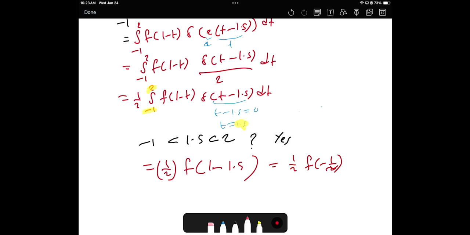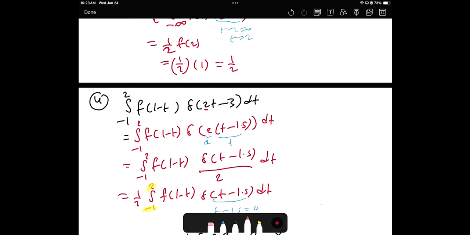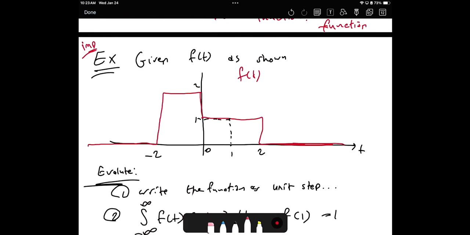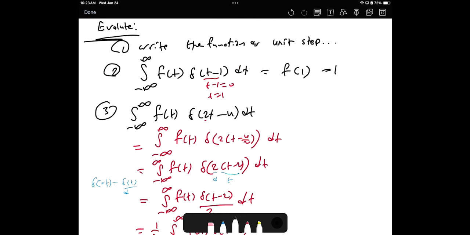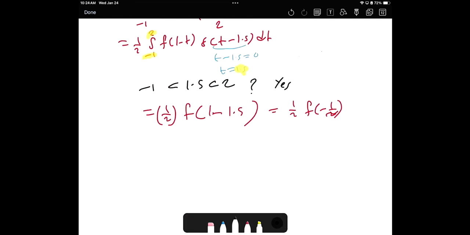Then what's f of -1/2? Go to here, so 1/2, -1/2, almost located here. So it will be 2. So it will be here, 1/2 times f of -1/2, which is 2. So 1/2 times 2 will be 1, and that's it.